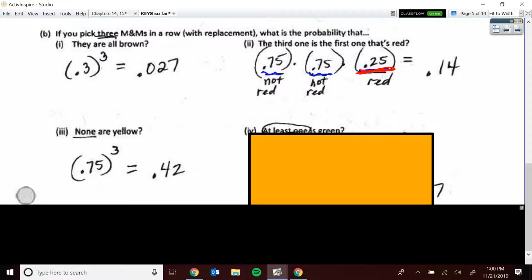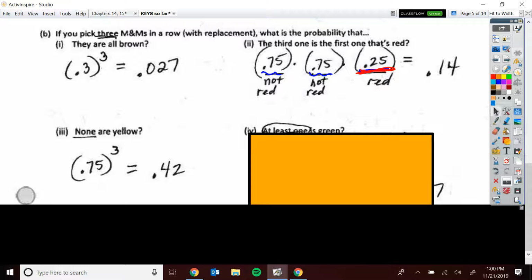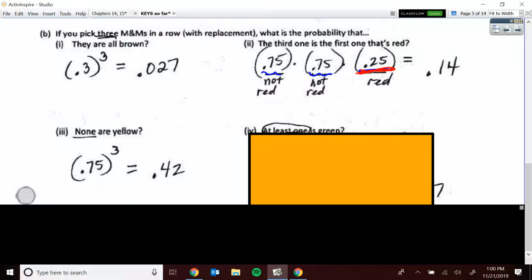And then here on this next one, none of them are yellow. So that's 0.75 to the third power. All 3 of them are not yellow. Okay, and so then we just practiced this one here.